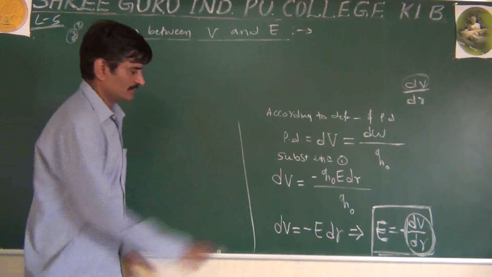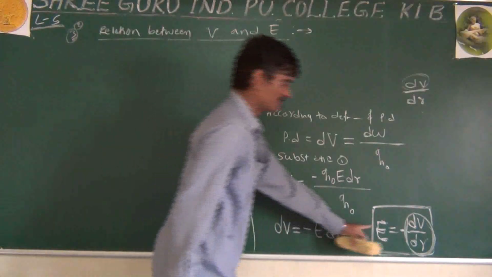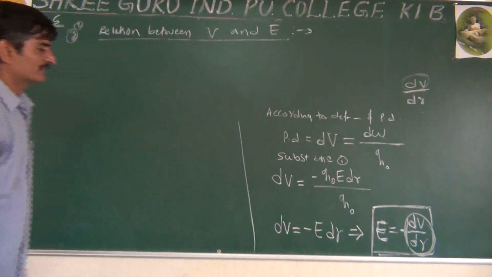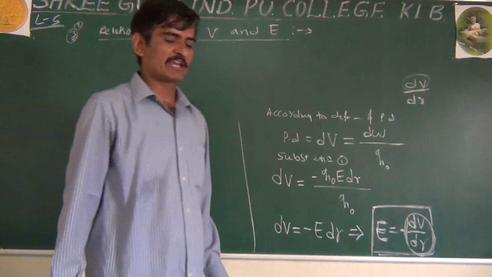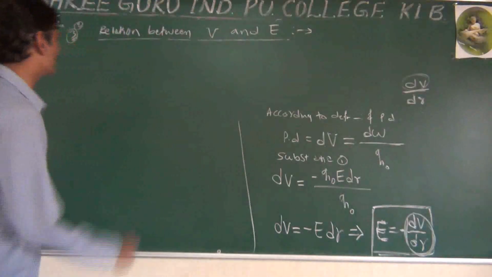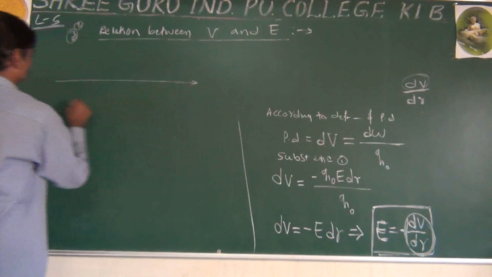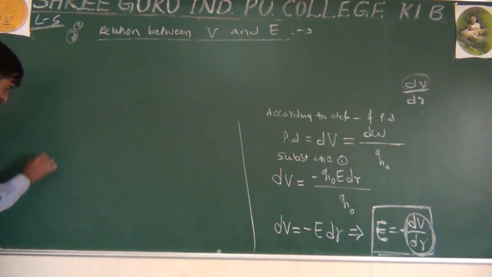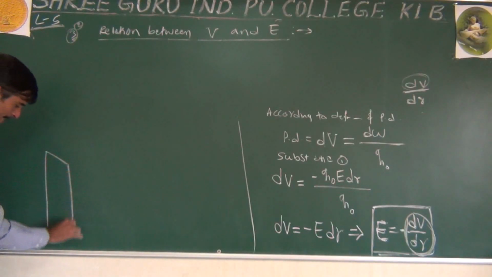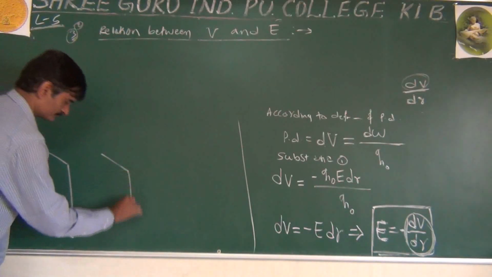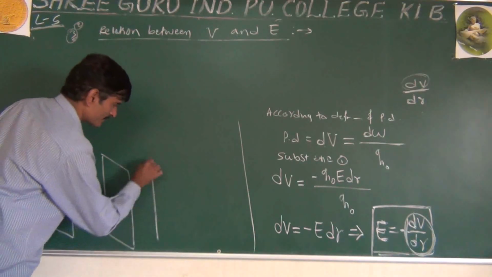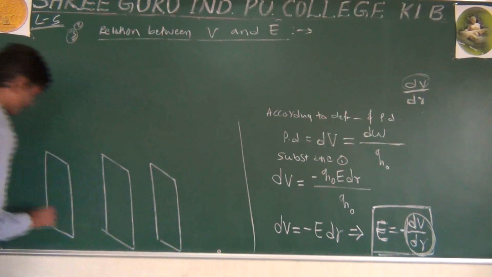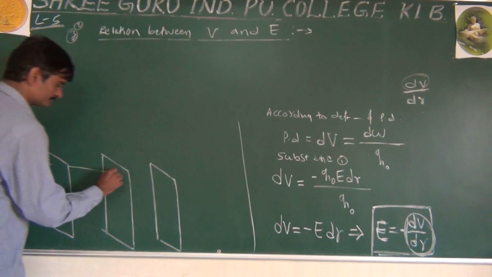Now let us observe this point a little bit more. Just now we have drawn a diagram of equipotential surfaces due to a uniform electric field like this. I'll redraw that one, just for your understanding.